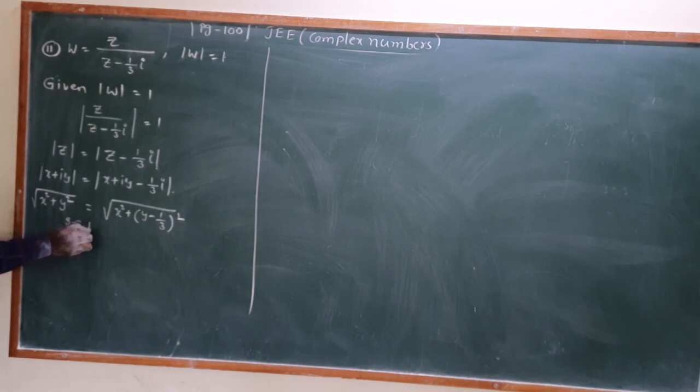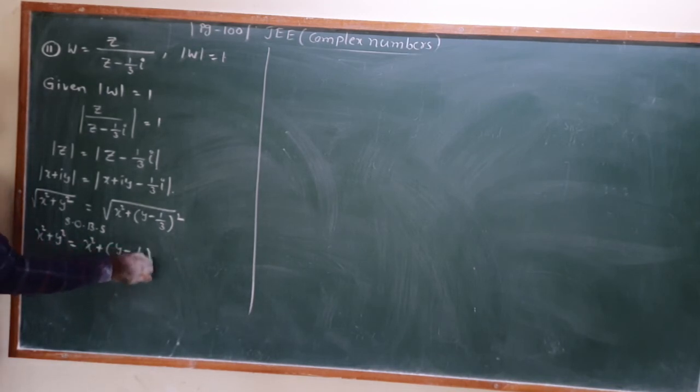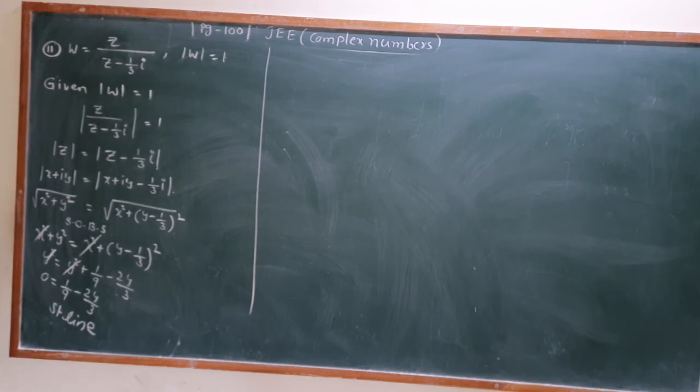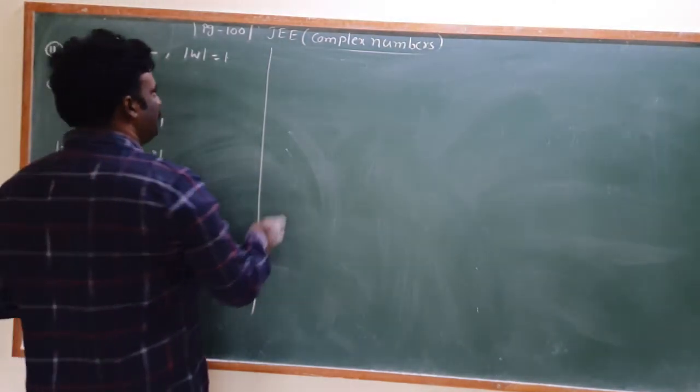Squaring on both sides, the root gets cancelled, then x square plus y square equals x square plus y minus 1 by 3 whole square. X square cancels, then y square equals y square plus 1 by 9 minus 2y by 3. Y square cancels, 0 equals 1 by 9 minus 2y by 3. This represents a straight line. Therefore, the answer for the 11th question is straight line, that is nothing but option 3, the correct answer for this question number 11. Next, 12th question.